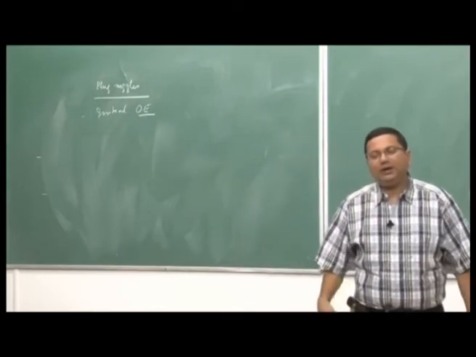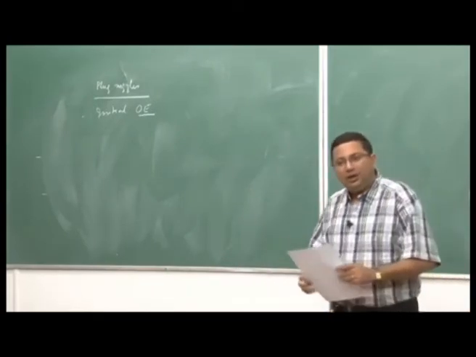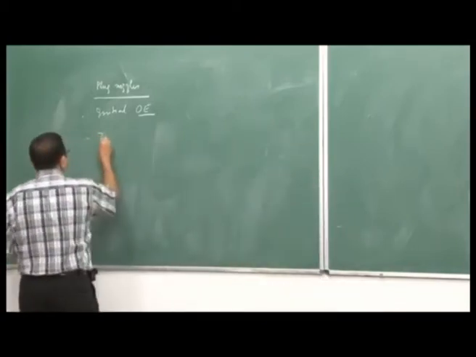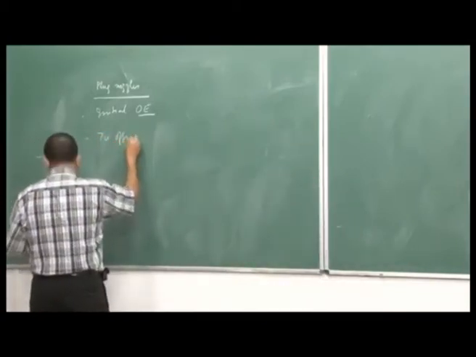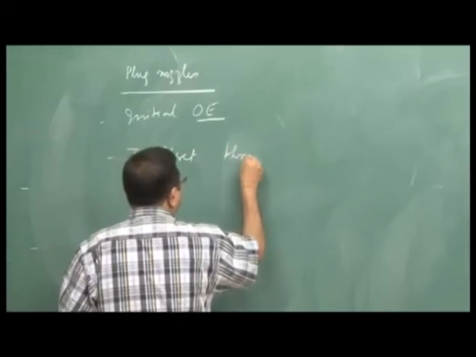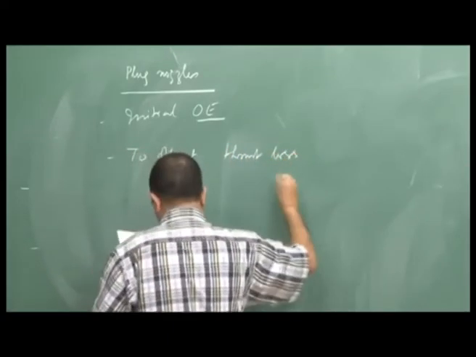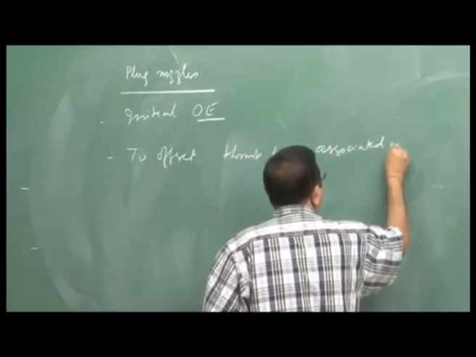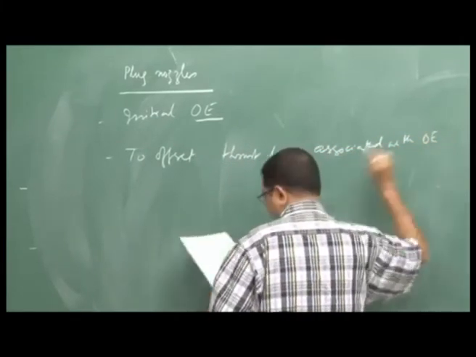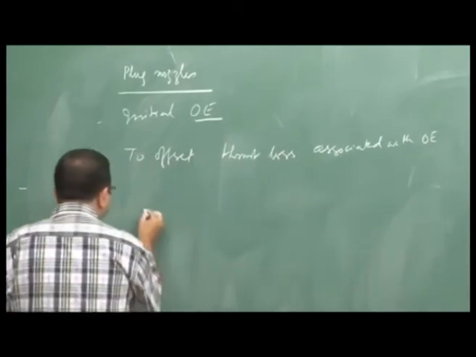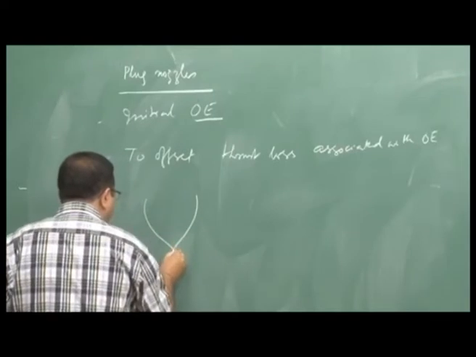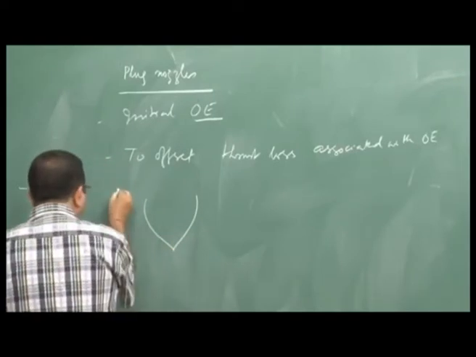For that we can make some changes to offset the thrust loss associated with over expansion. What we do is, instead of having a confined jet, we actually play with the jet boundary.